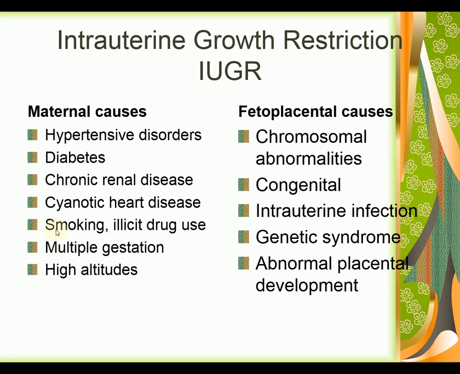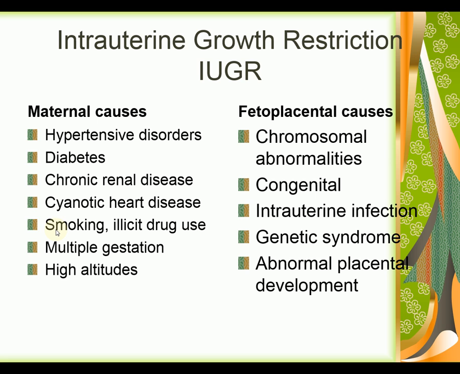So, one of the first things we want to look at is intrauterine growth restriction. The maternal causes that will cause your baby to have intrauterine growth restriction. Hypertensive disorders. We can see how that would affect the baby. You have hypertensive disorders. You have constrictive vessels. You have less nutrients going to the placenta. It has a high resistance, which can cause things such as placental abruption.